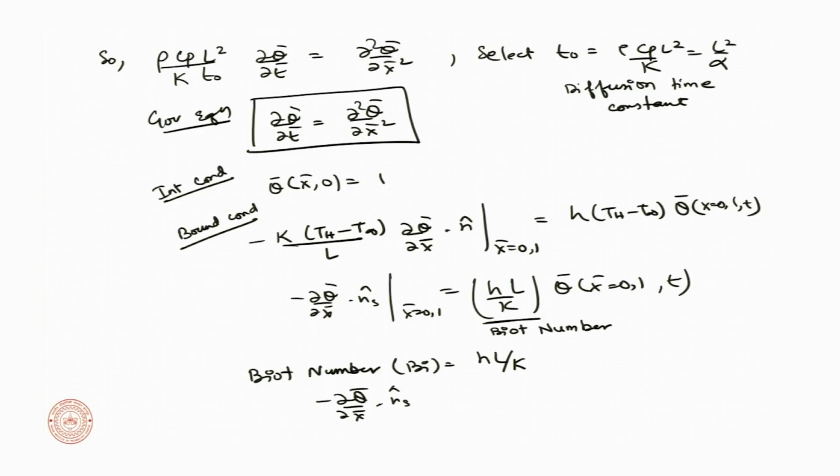So, it depends on whether it is on the left hand side or the right hand side, which boundary we are applying, and it is equal to the Biot number into theta bar at x bar equals 0, comma 1 and time t bar. Okay. So, these will become our initial condition and our boundary conditions.